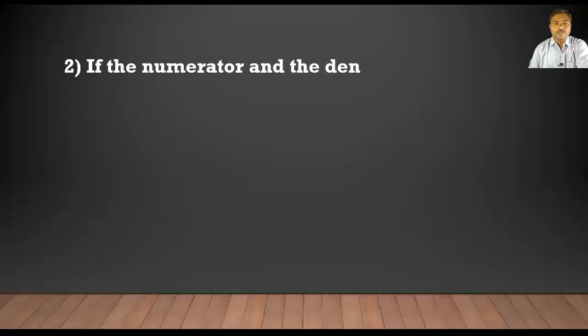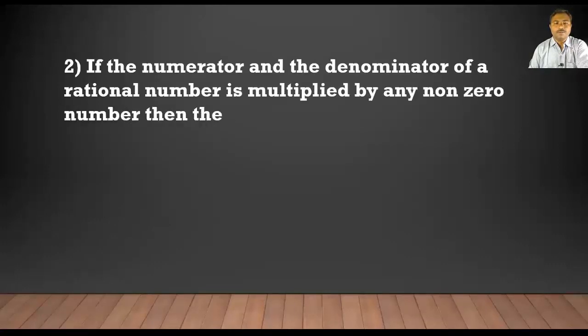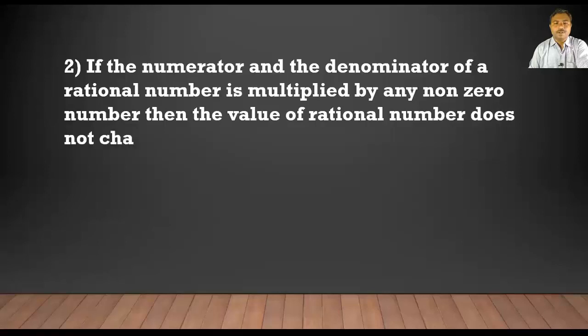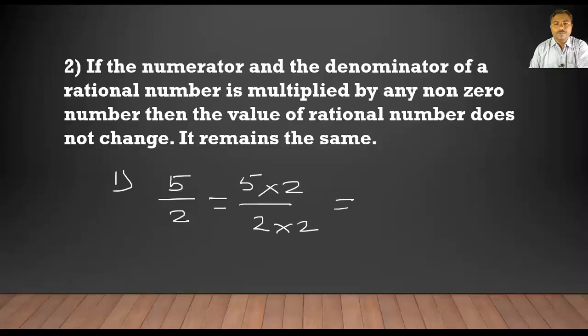We also know that if the numerator and denominator of a rational number are multiplied by any non-zero number, then the value of the rational number does not change. It remains the same. Let us see the example. Here 5 upon 2. It is a rational number. If we multiply this rational number by the same non-zero integer, 5 multiplied by 2 and 2 multiplied by 2, we get 10 upon 4.